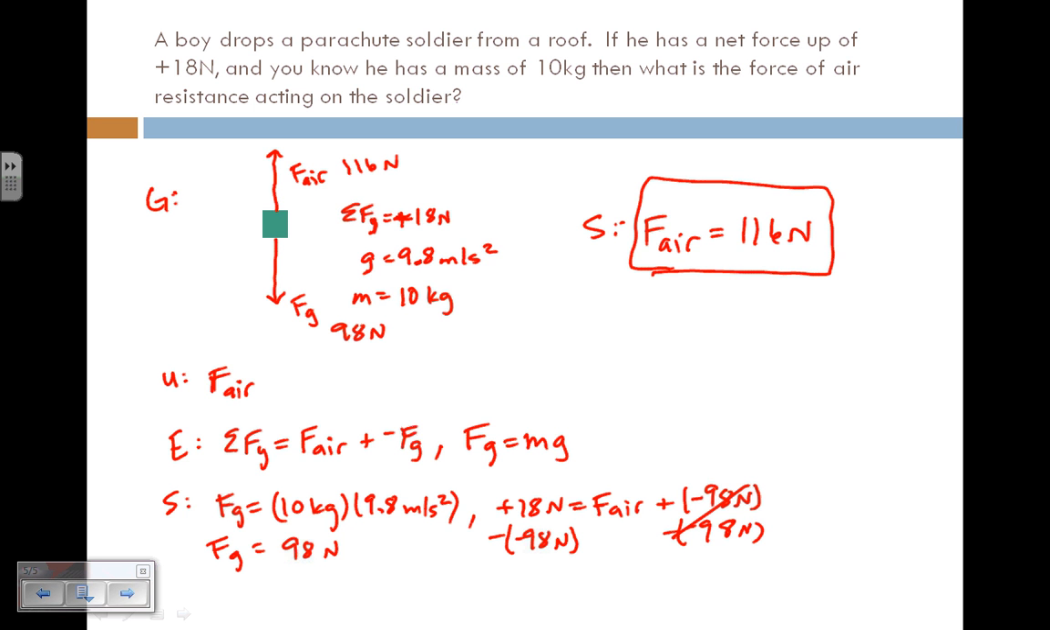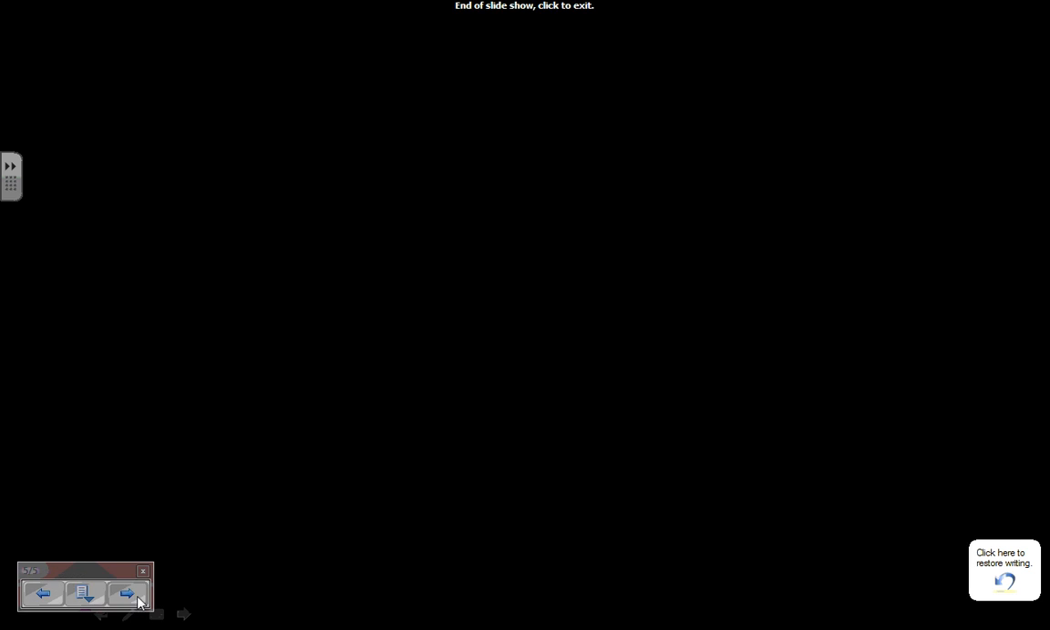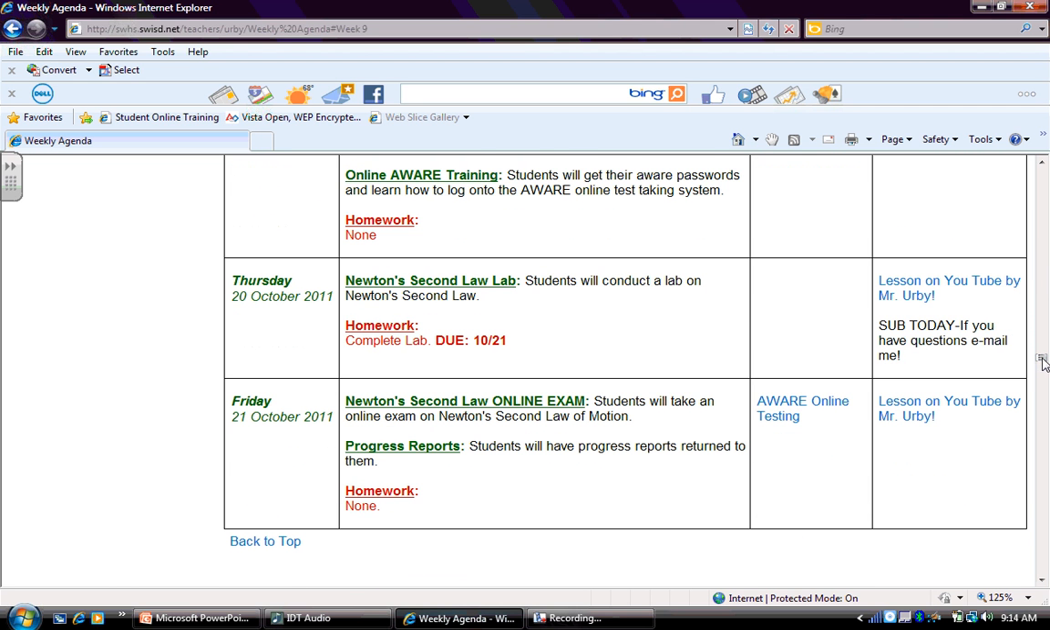Okay, so that concludes all the problems that you'll be responsible for knowing with regards to two-dimensional unbalanced forces for objects. What I'd like to finish up with is just to show you on this weekly agenda, like I said, we'll be going over AWARE training, and basically each one of you is going to be given a password to log into this AWARE system. Whenever we have a test on AWARE, like we're going to have one on Friday, it's going to be an exam on Newton's second law. You'll just have to click on the link when you get to class for taking the test, and when you click on the link, go ahead and click on this so you can see where it takes us.